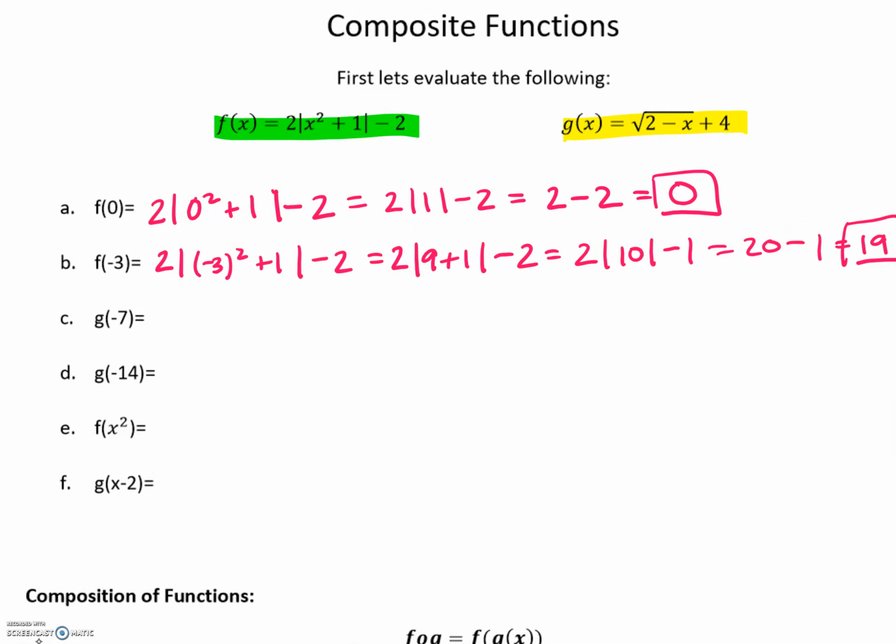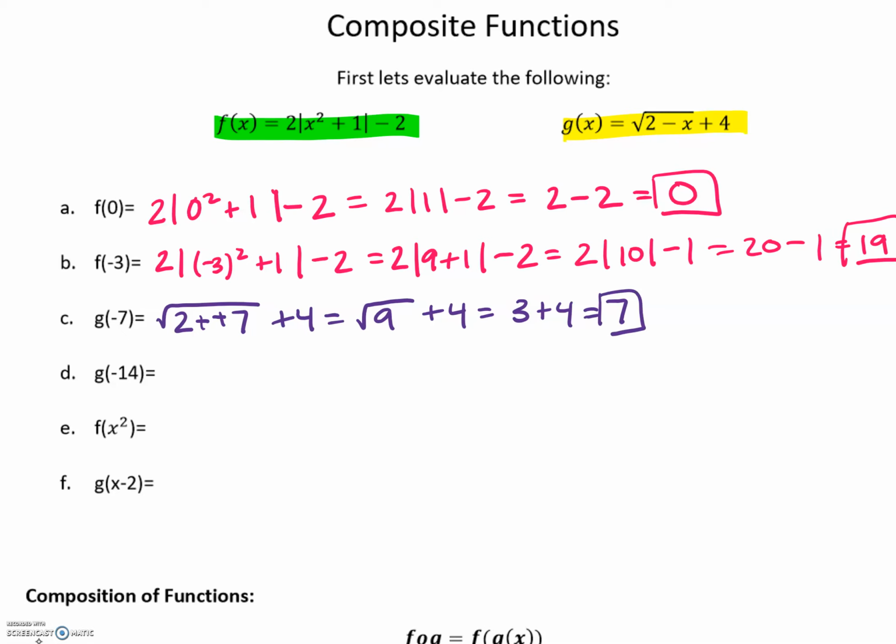Now C is telling us to go to my g function. So this time I'm going to refer to g. So g starts with the square root of 2 minus negative 7, and then on the outside plus 4. Well, that double negative right there will turn to a positive. So I'm going to get the square root of 9 plus 4. So 3 plus 4 is going to give me 7. So g of negative 7 is going to be 7.